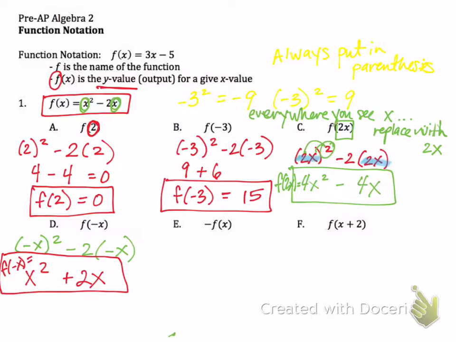So what I did is I replaced everything with negative x. So I put a negative x to the left and a negative x here. What happens when I have a negative x in parentheses? I square the negative 1 that's in front, then I square the x, and it becomes a positive x squared. Then I take the negative 2 times negative x, and that becomes a plus 2x.